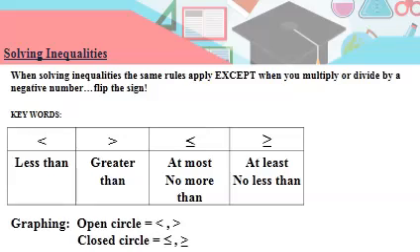Now, in inequalities. When solving inequalities, the same rules apply as for equations, except when you multiply or divide by a negative number, you have to flip the sign. This symbol is less than, greater than. This is less than or equal. This is greater than or equal. And in graphing, if you don't have "or equal," you put an open circle, while if you have an equal, you do the closed circle, as you can see.